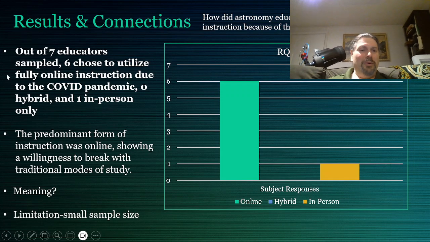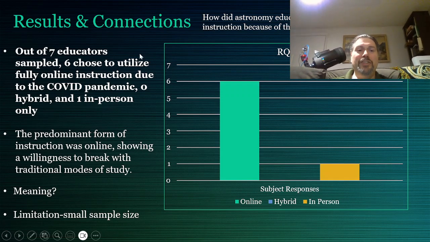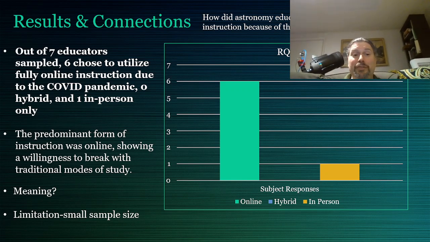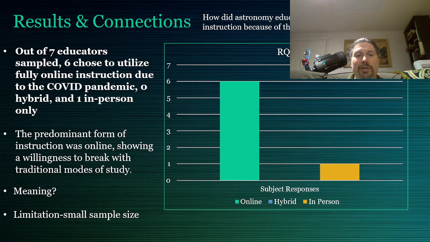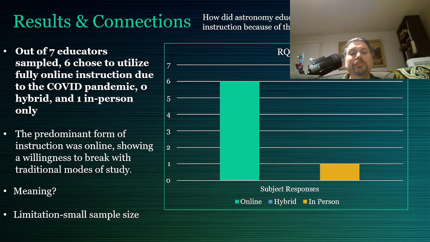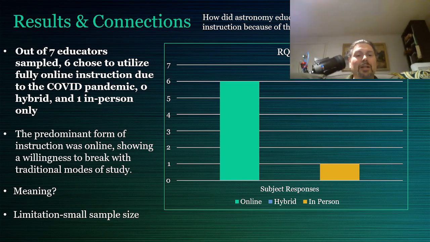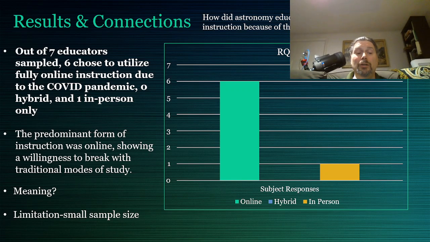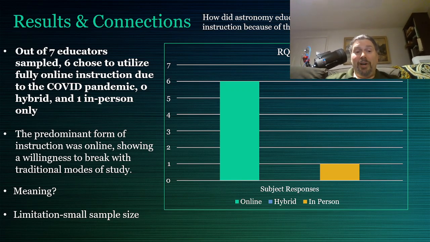So here's an interesting one. Out of the seven papers sampled, six chose to fully utilize online instruction. So online asynchronous, due to the COVID pandemic. Zero chose hybrid or virtual, and only one was in person. So the predominant form of instruction was online.